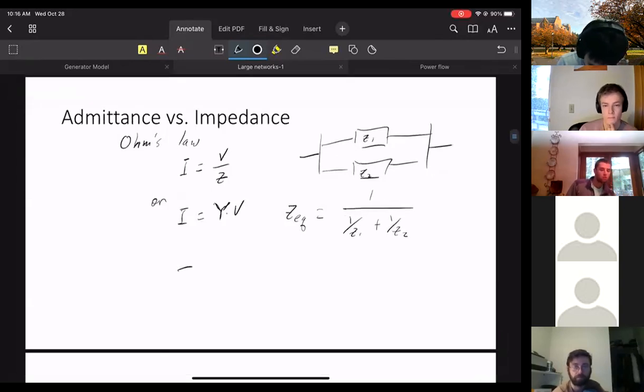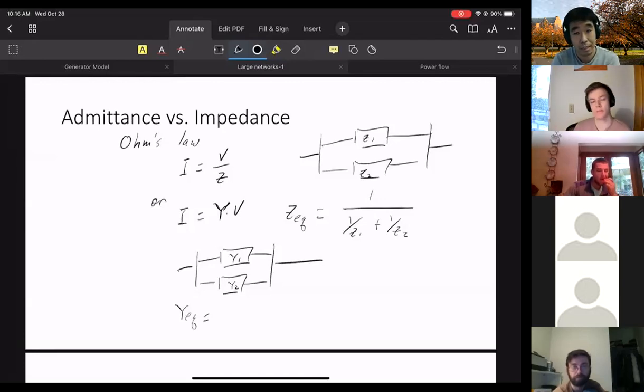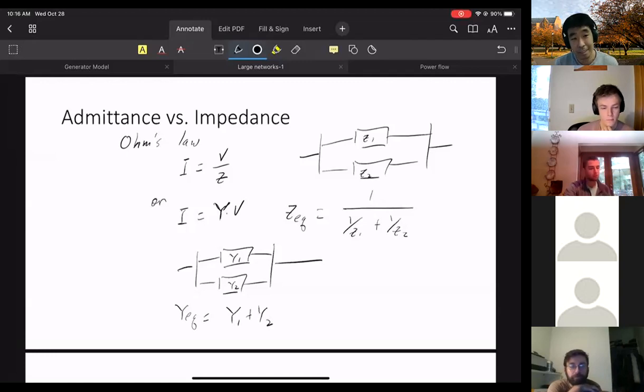But if you look at things in parallel, this is Y1 and Y2, then the equivalent. So what is Y equivalent when things are in parallel? Right, just Y1 plus Y2. Much, much better looking equation than the impedance one, okay?